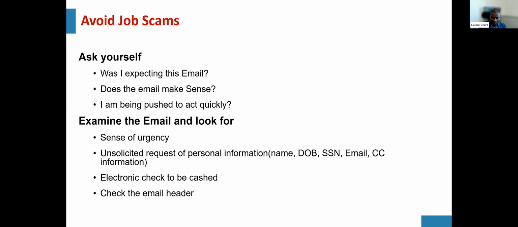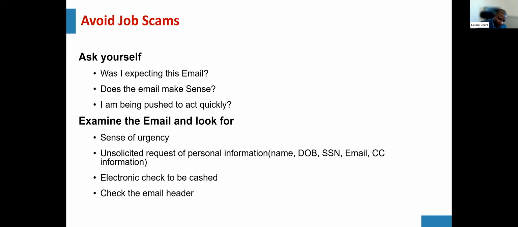Now, examine the email. Again, the sense of urgency. They're asking you for your personal information. Never share your personal information with people. Now, if you receive an electronic check that they ask you to cash, watch out for that. Check your email header. If you open that email from your phone and the email looks suspicious, go to your computer, open that same email and look at the email header.